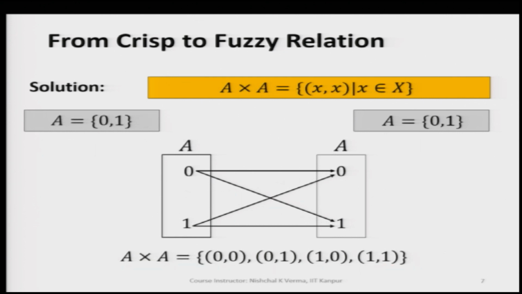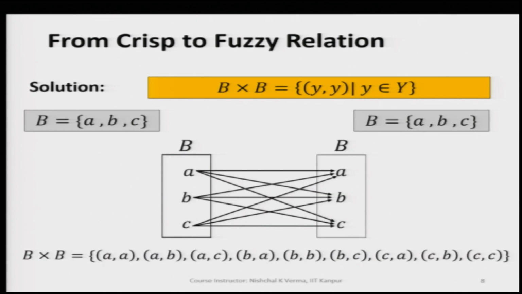Now, let us find A cross A. On the same lines, because in A we have two elements 0 and 1, we first take 0 and then we make pairs with the elements written in the other A. So, we have two sets A, and when we take the Cartesian product we get 4 elements, all from the same set A. So, we get (0, 0), then (0, 1), then (1, 0) and then (1, 1). This way we get A cross A.